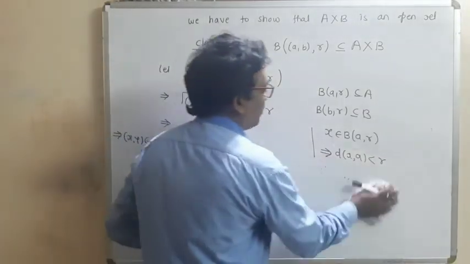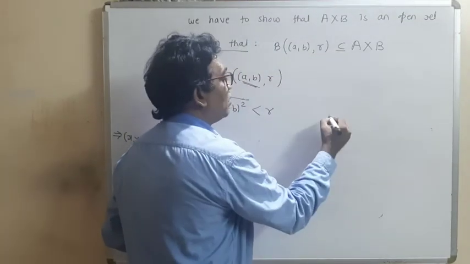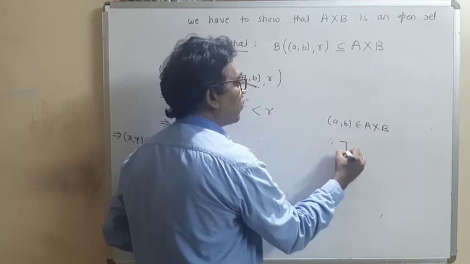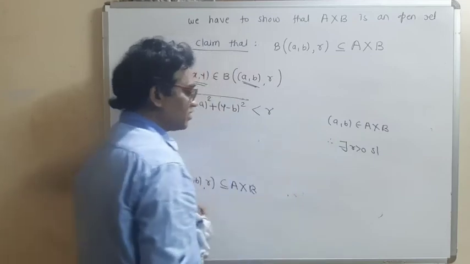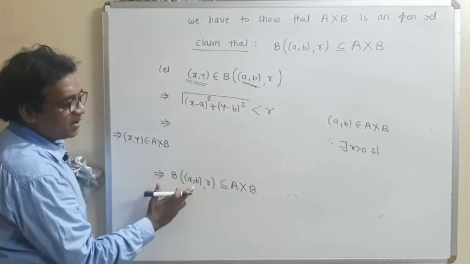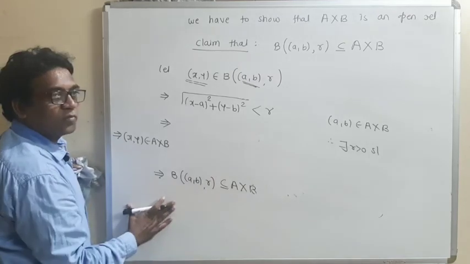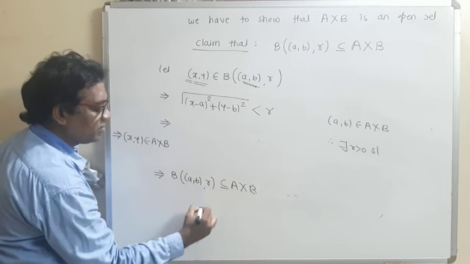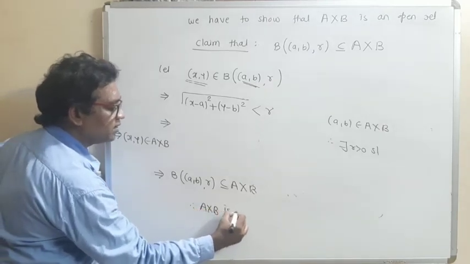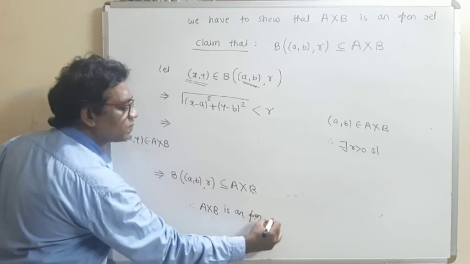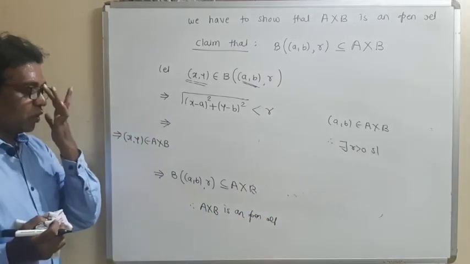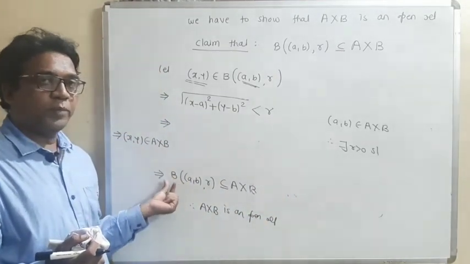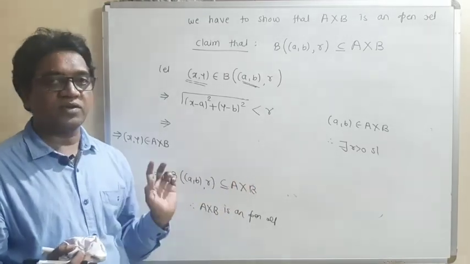So see, we have taken one element belonging to A cross B and we have found some positive radius having this condition: open ball B with center at (a, b) and radius R is contained in A cross B. So this is the definition of open set. According to that definition, we can say that A cross B is an open set. So see how to show that it is an open set. Open set means, what is the basic idea? Find some open sphere or open ball which is contained in that particular set. Thank you.